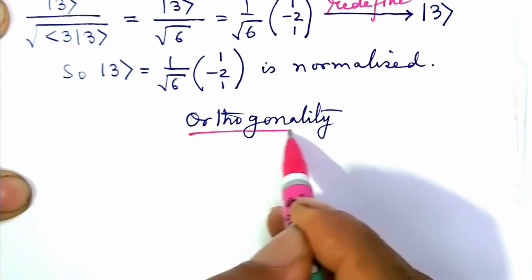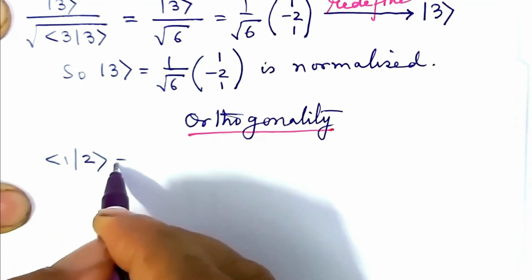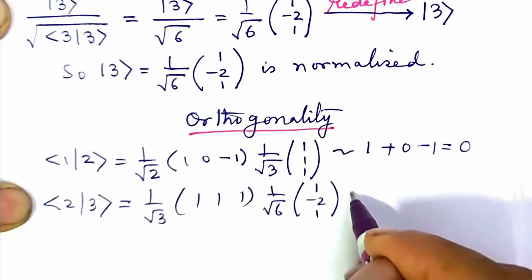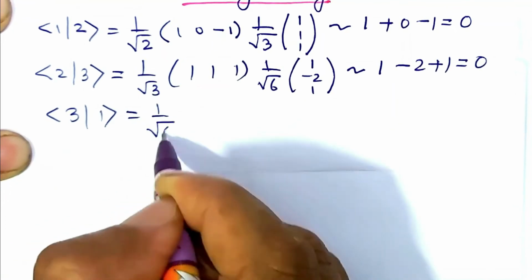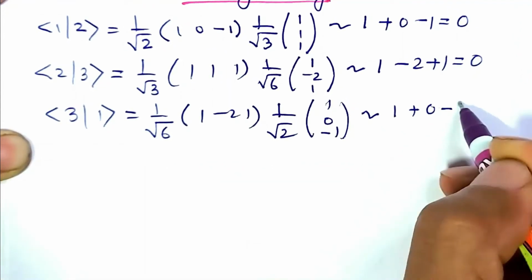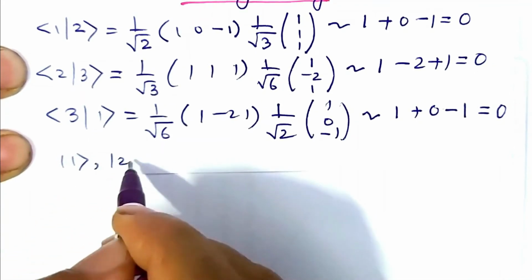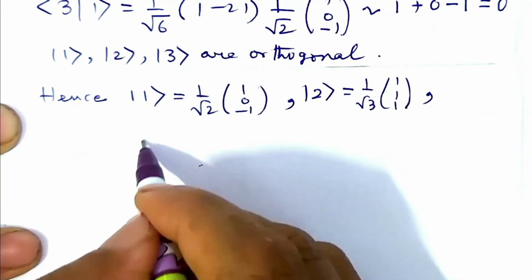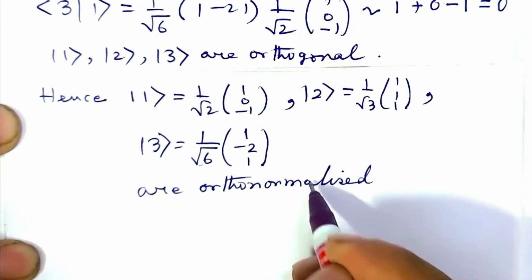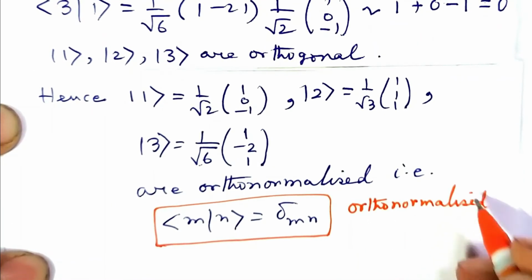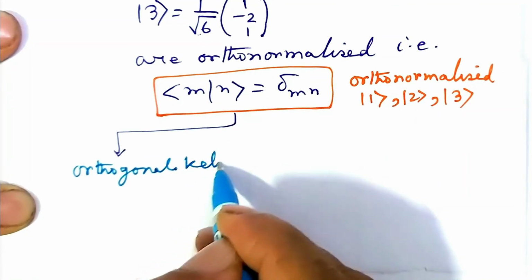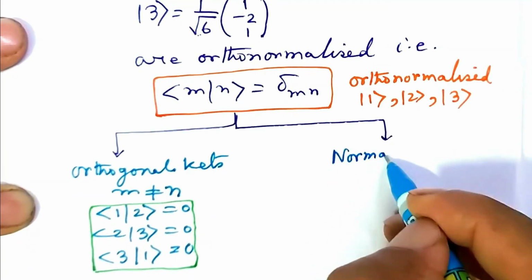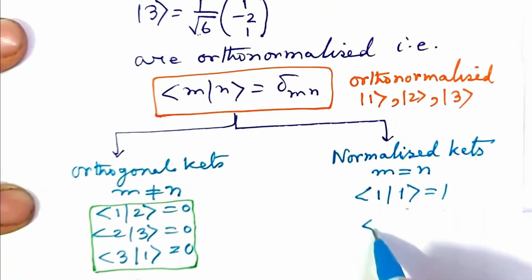Let us check orthogonality. The value of bra 1 ket 2 on calculation is 0. Bra 2 ket 3 is 0 and bra 3 ket 1 is also 0. So ket 1, ket 2 and ket 3 are orthogonal. Hence the kets ket 1, ket 2, ket 3 are orthonormalized. That is, bra m ket n is Kronecker delta mn. This relation includes the orthogonality relations corresponding to m not equal to n as well as normalization relations corresponding to m equal to n.